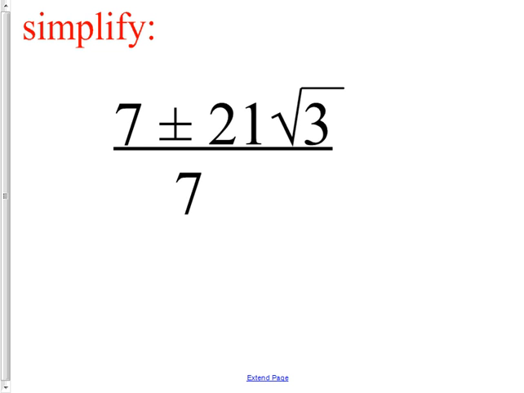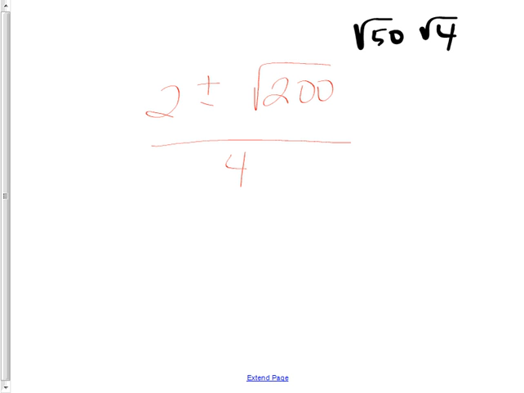I gotcha. All right, so let's say you had a problem like this, 2 plus or minus square root of 200 all over 4. And you're thinking, okay, that 200 breaks down, but if I break it up into root 50 times root 4, and then the root 50 can keep breaking up into root 25 and root 2, how far do you keep going? Well, you keep going until you've only got numbers that are not perfect squares left.